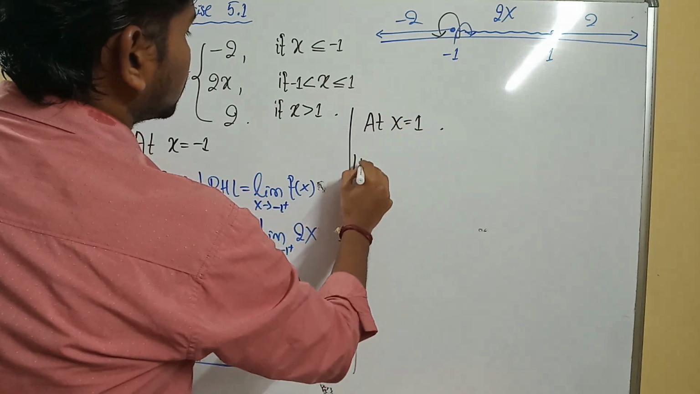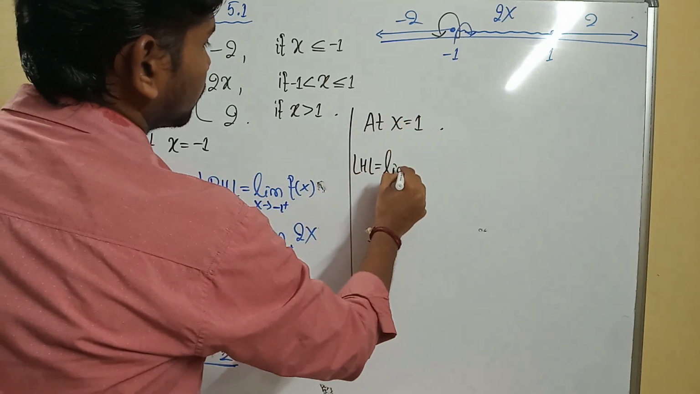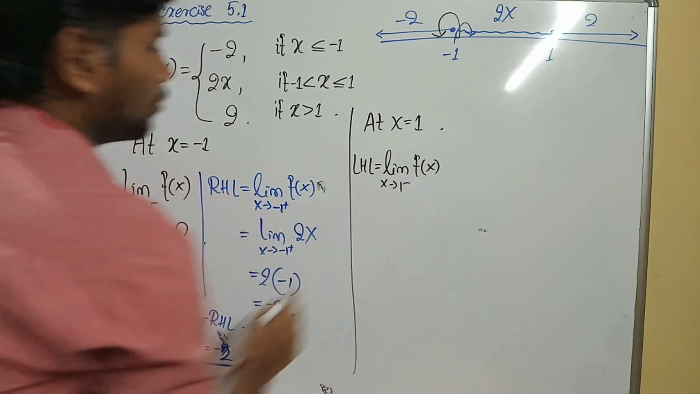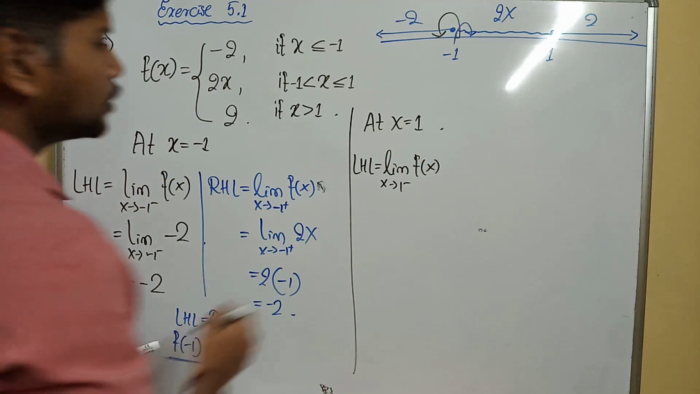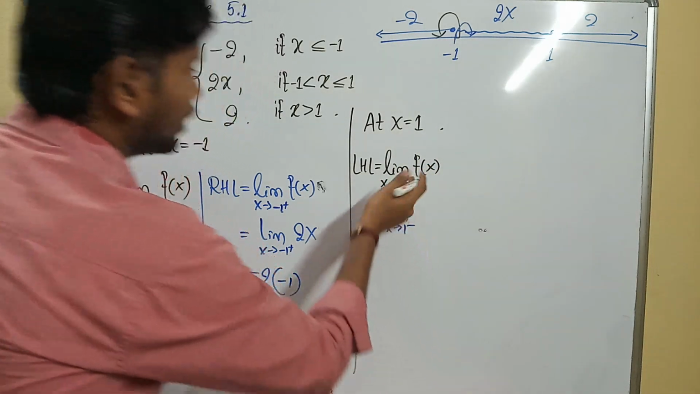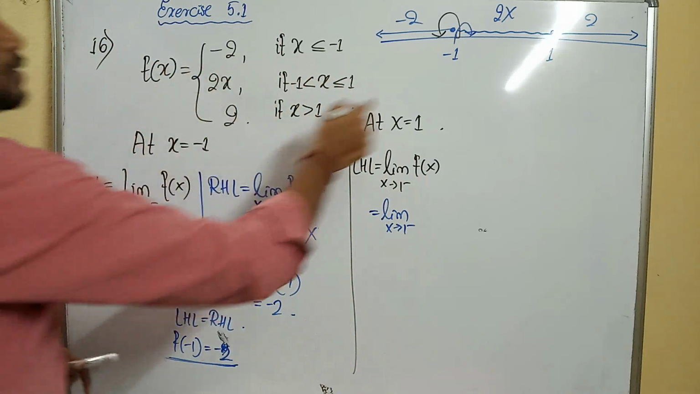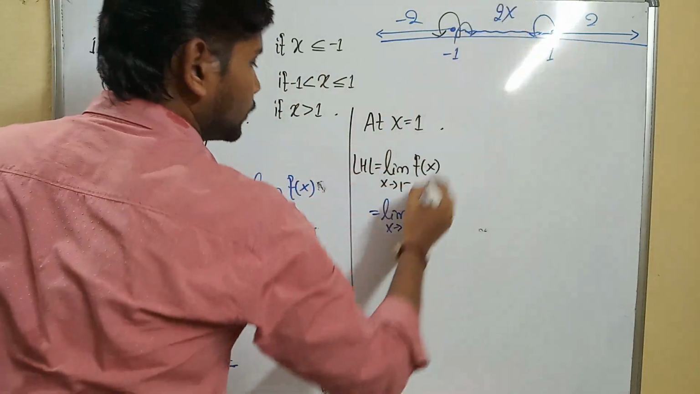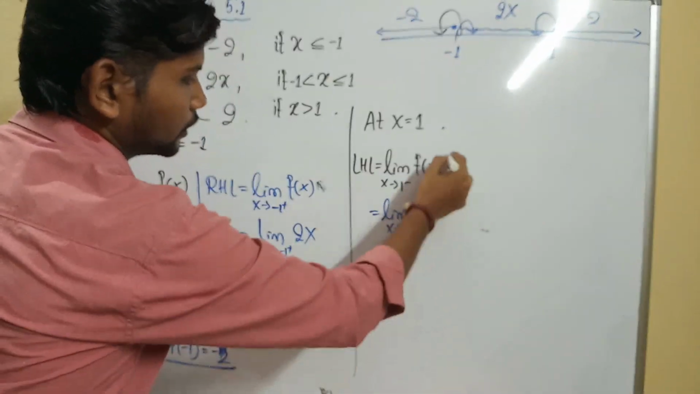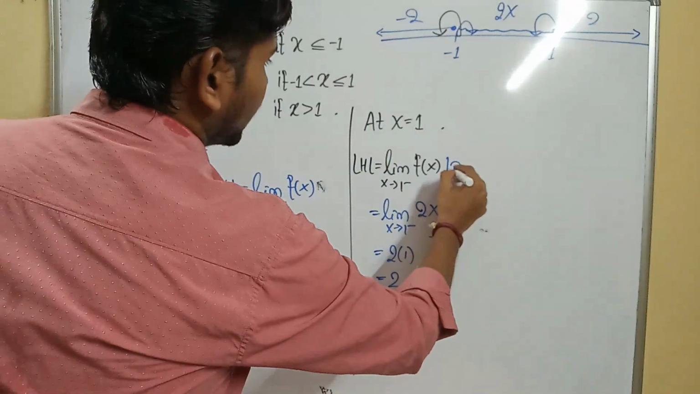What's the LHL? The LHL value will be the limit of f of x as x tends to 1 minus. Now x is less than 1, and here for less than 1 it will be 2x. It is 2 into 1, it will be 2. Is it clear?